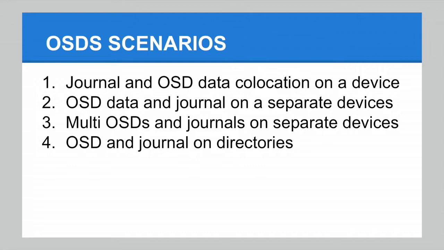The third scenario is more an extension of the second one, because you can have multiple OSDs and multiple journals. So maybe you have OSD 1, 2, 3, their journal will go to SSD 1, OSD 4, 5, 6 will go to SSD 2, and so forth. So that's really flexible. We also support OSDs and journals on directories.